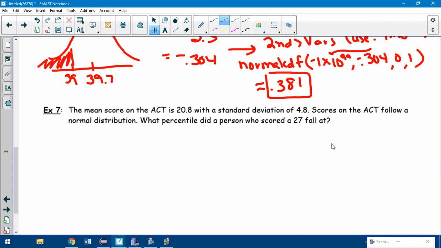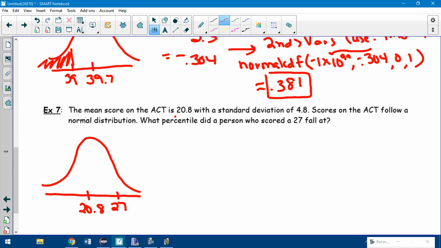All right, let's do this last one. Put it all together. The mean score on the ACT is 20.8 with a standard deviation of 4.8. Scores on the ACT follow a normal distribution. What percentile did a person who scored at 27 fall at? First step is always draw a picture. What's going to go in the middle? 20.8. We're looking for the person who scored a 27.